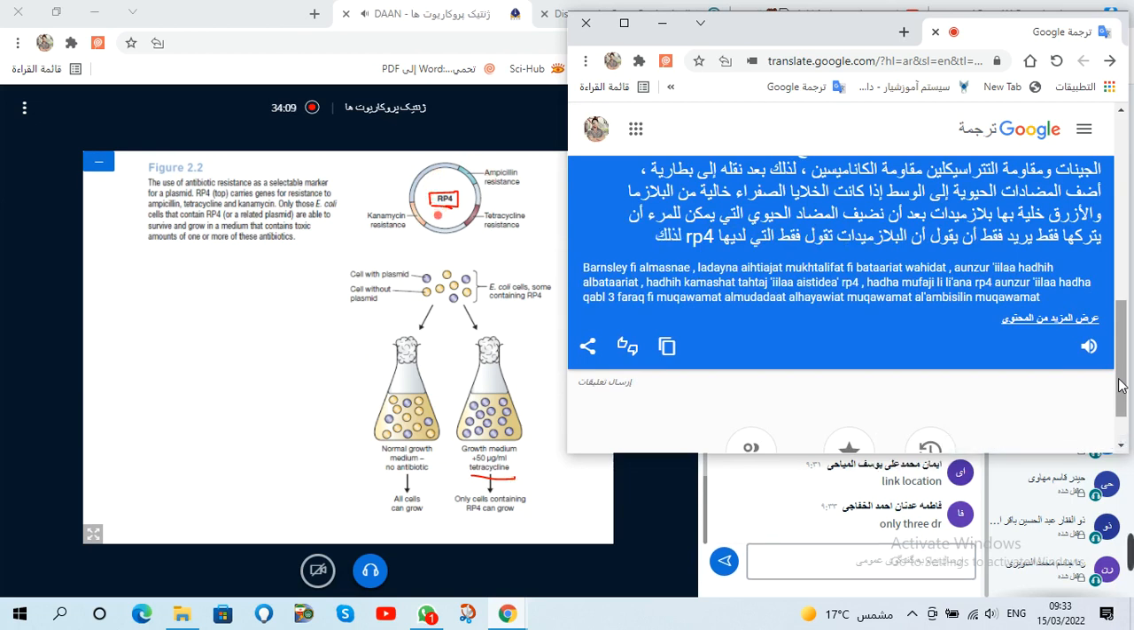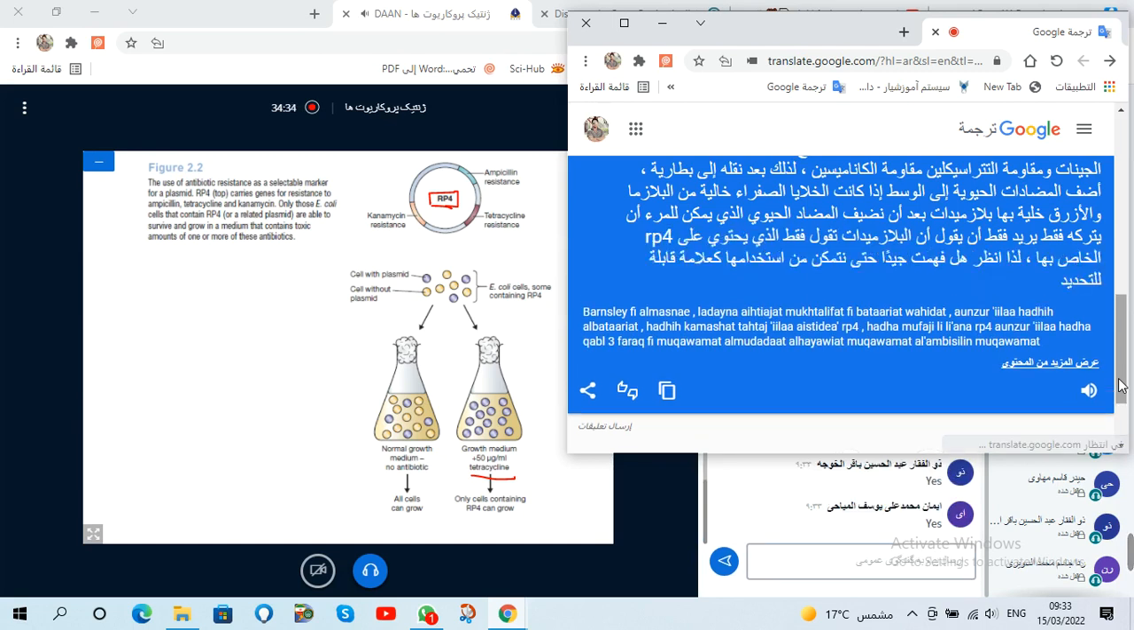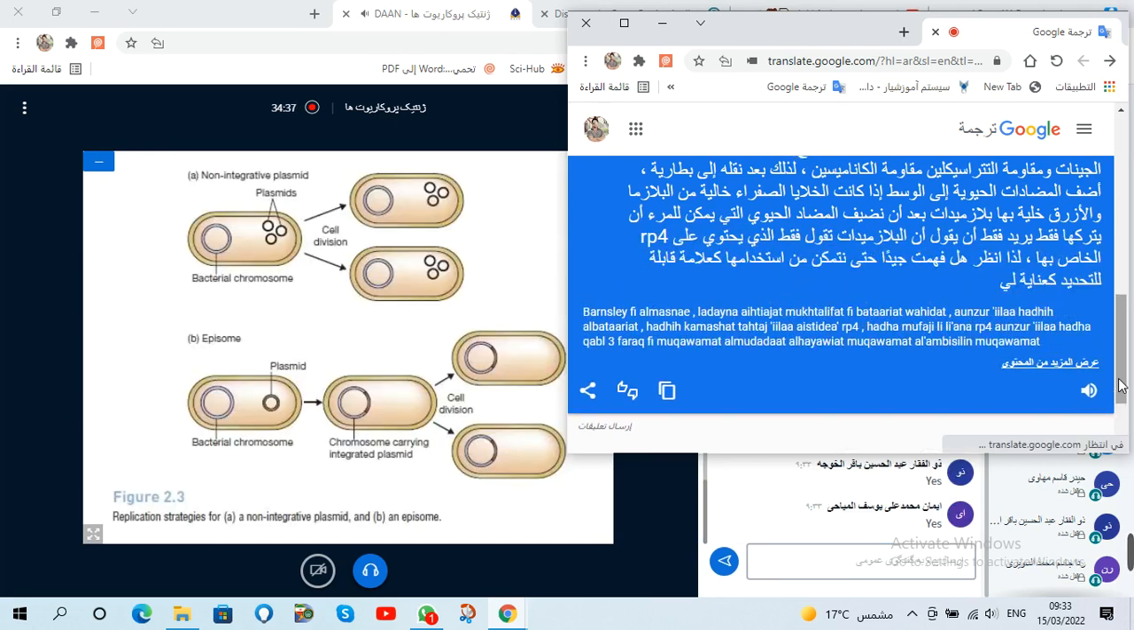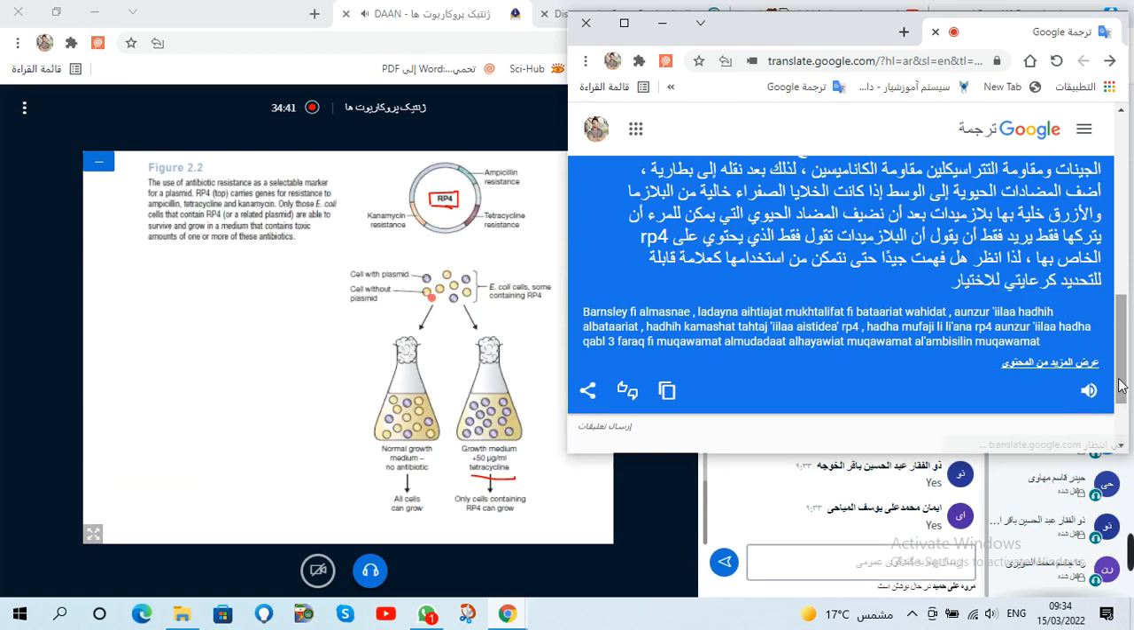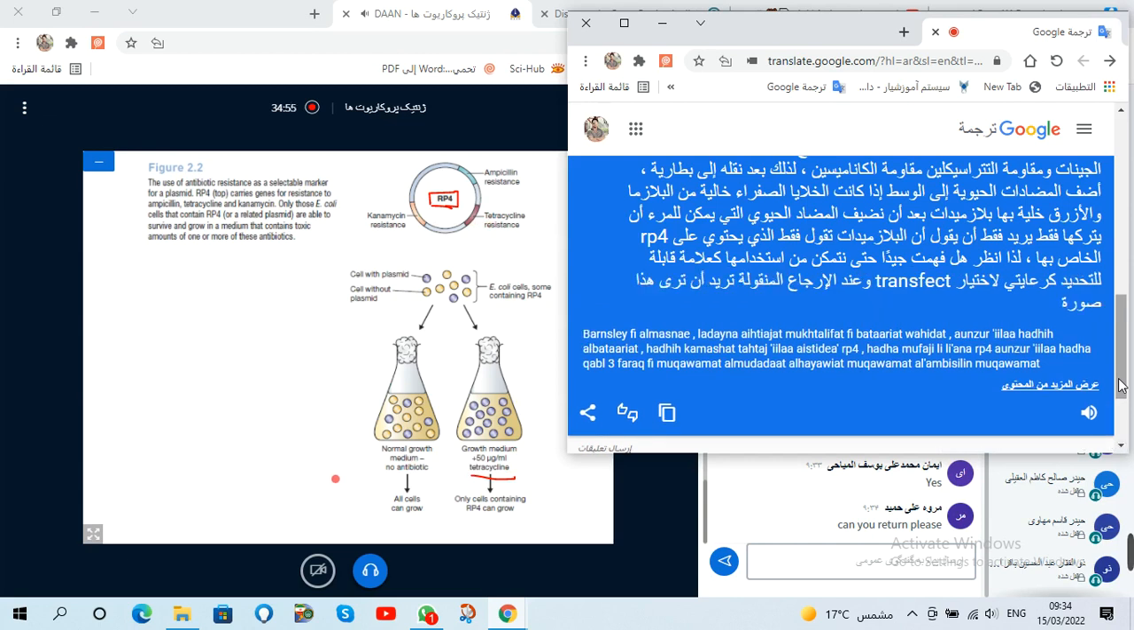So, look, did you understand? Okay, so we can use it as a selectable marker, to select transfected and untransfected bacteria. Do you want to see this picture again? You want me to repeat or not? You understand, Marve?